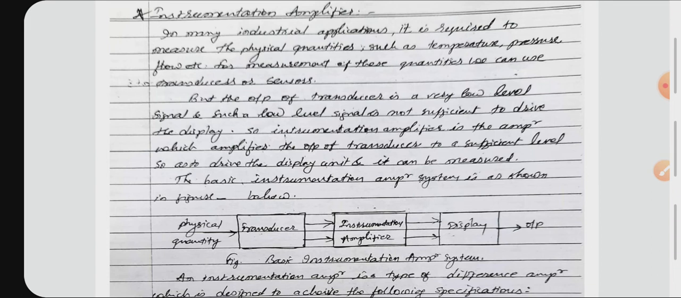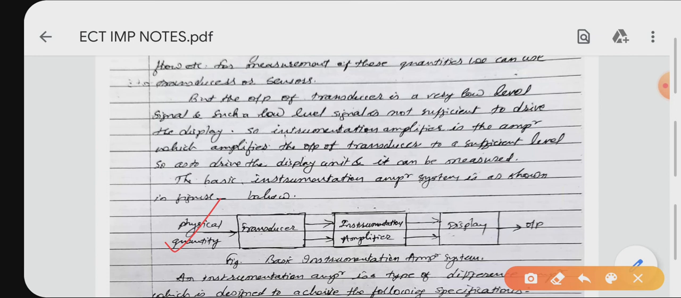So this is the basic block diagram of instrumentation amplifier, which consists of the physical quantity under measurement. The physical quantity may be pressure, temperature, flow, etc. Then this will be sensed by the transducer. The output of the transducer is given to the instrumentation amplifier, and then there will be a display unit.